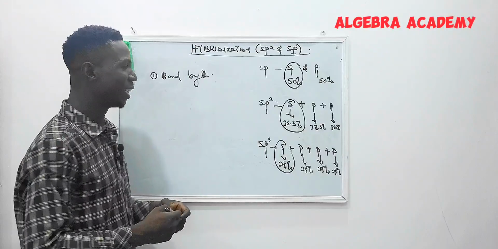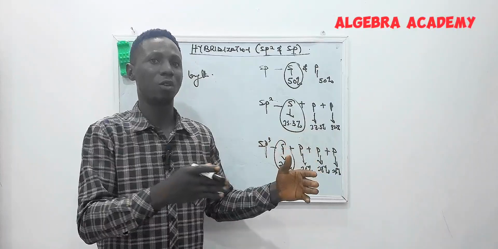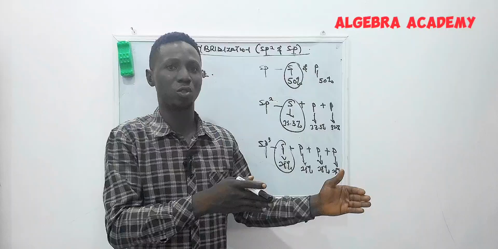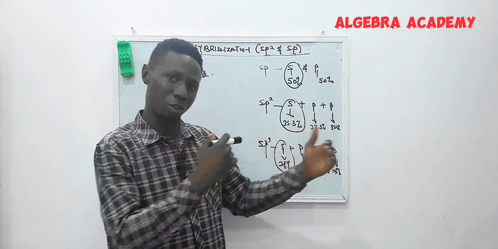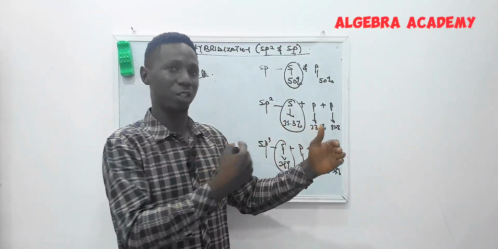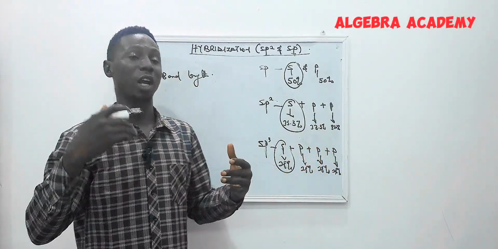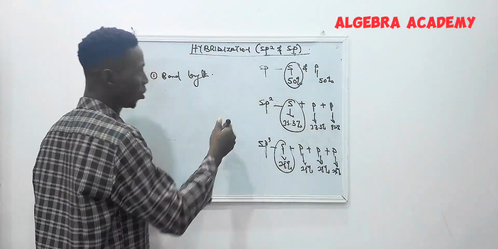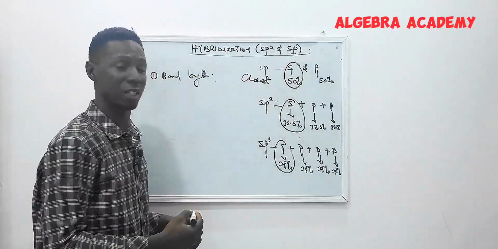Now, the higher the percentage s character, the closer the electron cloud to the nucleus. That means when the electron cloud is very close to the nucleus, the bond between that particular electron cloud and the nucleus will be very short because it is close. What connects the electron cloud and the nucleus will be very short. If the percentage s character is high, the electron cloud will be very close to the nucleus. That means this one will be the closest to the nucleus because it has a very high percentage s character.